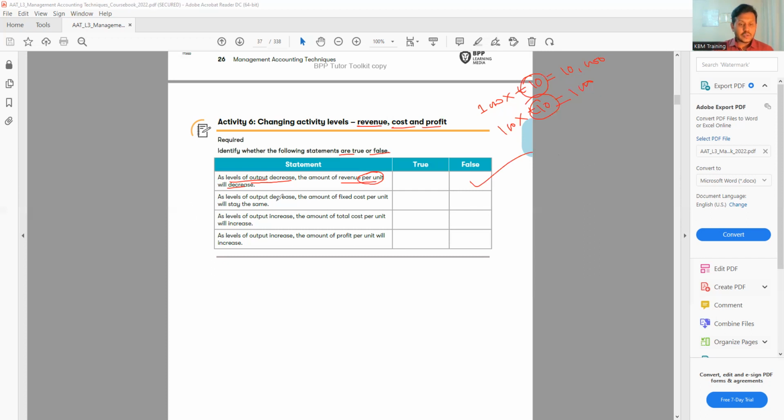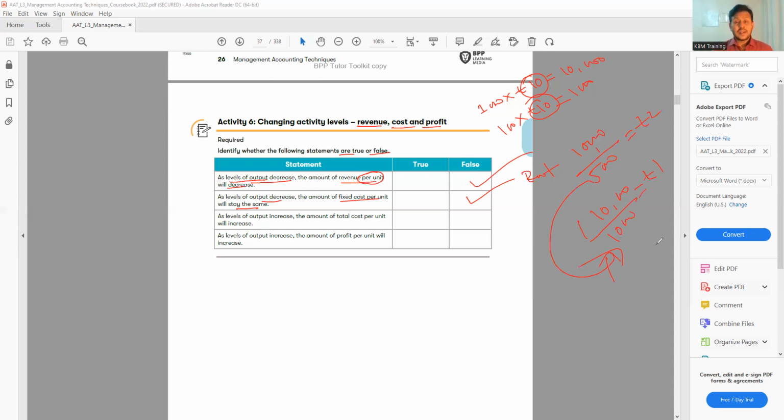Then, as the level of output decreases, if the total units decrease, the fixed cost per unit stays the same. True or false? We know it is false, because if I make more units, my fixed cost per unit will be less. For example, let's say my rent is 10,000 pounds. If I produce 5,000 units, then the fixed cost per unit will be 2. And if I can make 10,000 units, then fixed cost per unit will be 1. That means if I can make more units, fixed cost per unit will go down. So it will not stay the same.